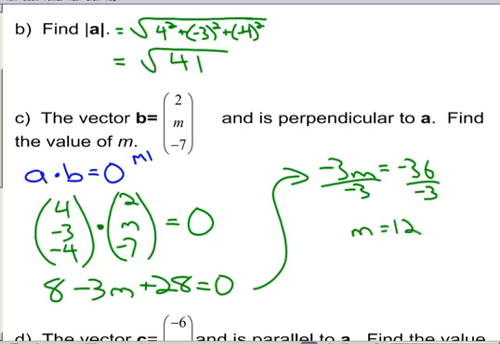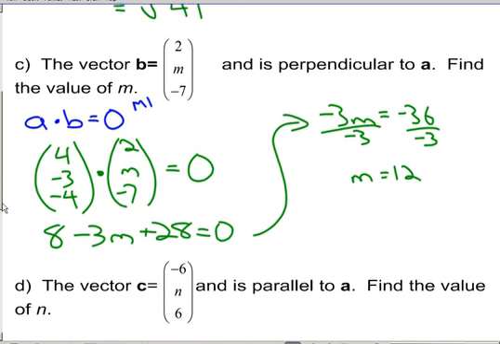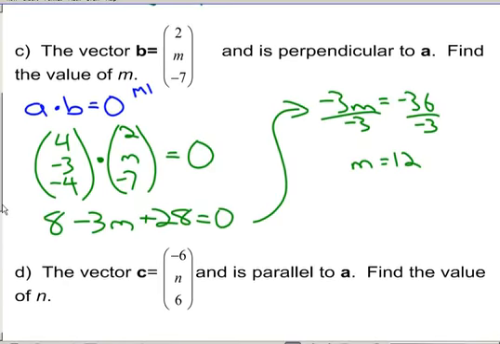You could plug that back in and just verify that it actually does give you a scalar product of 0. But assuming we've solved it properly and have done everything right with our equation, it should work out.